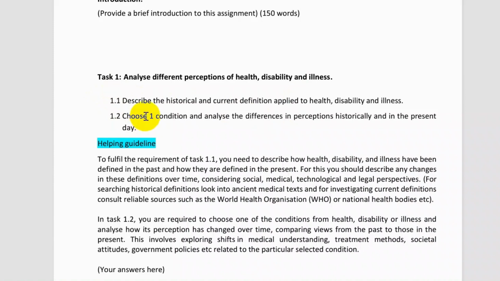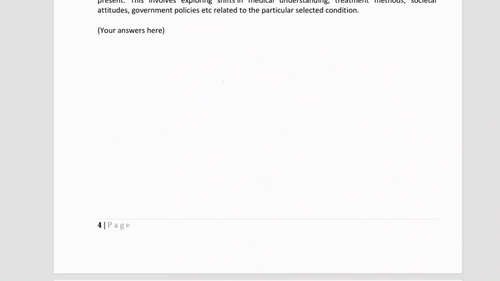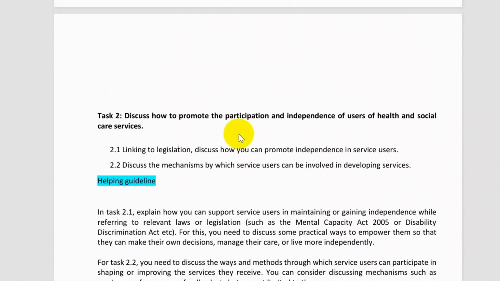And once you choose one of the conditions, you need to analyze how our perceptions of it have changed over time. Your task is to show how society's understanding and treatment of your chosen condition has changed with time. And you can also provide reasons like how it was understood in the past and how it is understood now. So providing the answers or the reasons to these specific points could be an effective way to answer the assessment criteria 1.2.